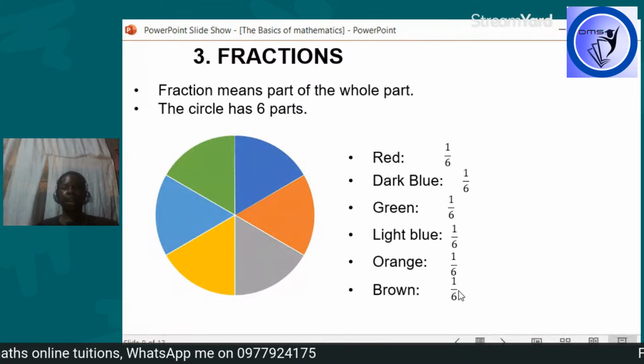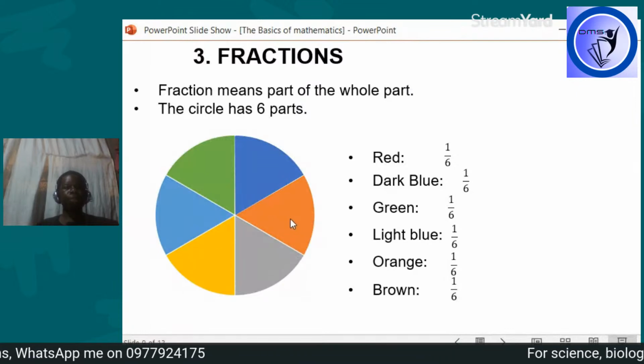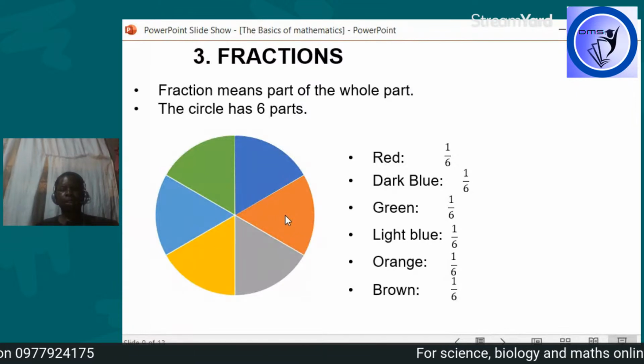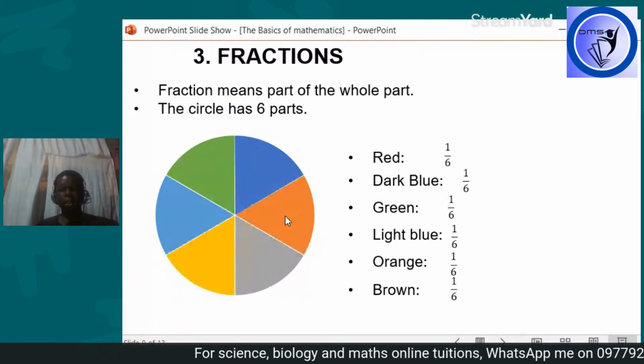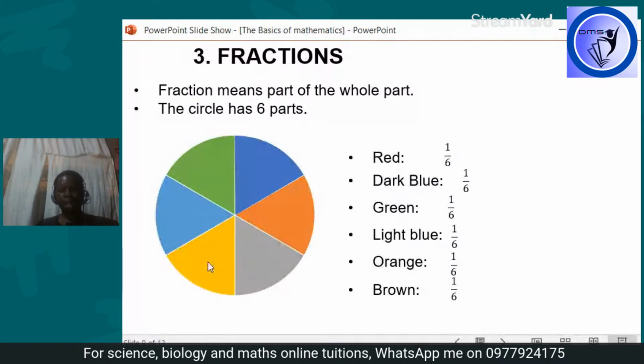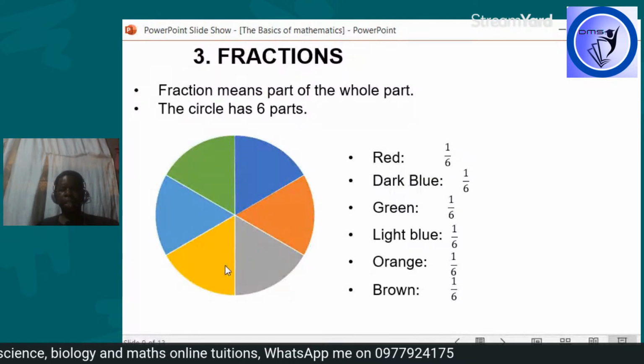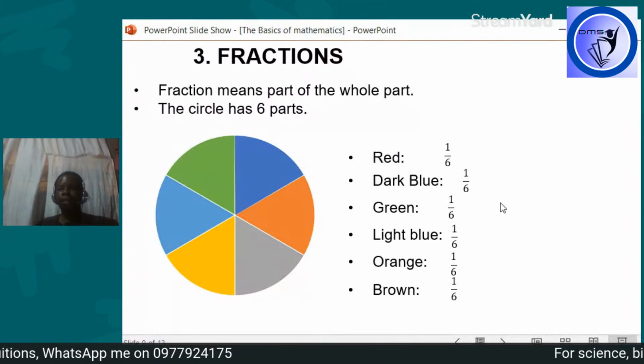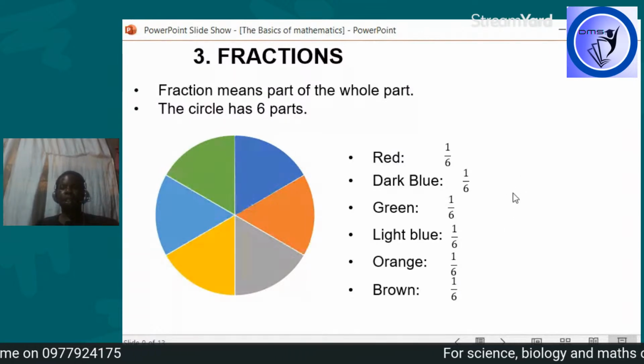So this color here, guys, is considered as red, but I don't know how I became color blind that this one which is appearing like orange is red. This one which is appearing like orange, I mean yellow, I called it orange. But nevertheless, let's get along with the lesson.